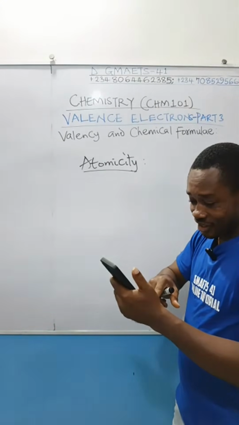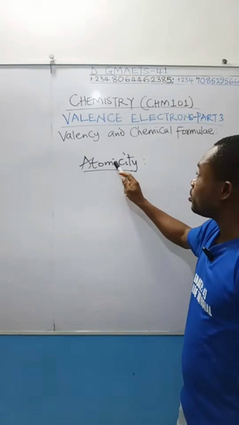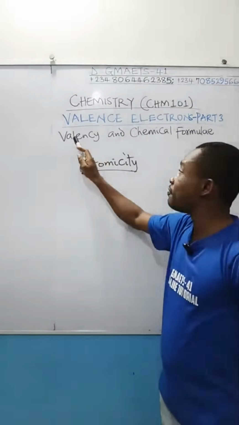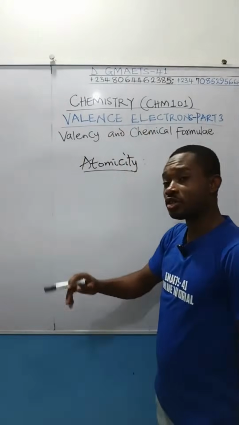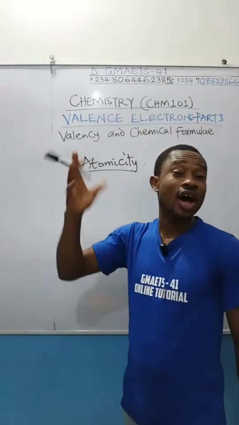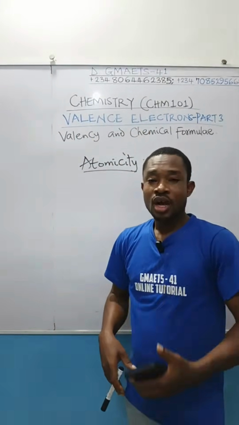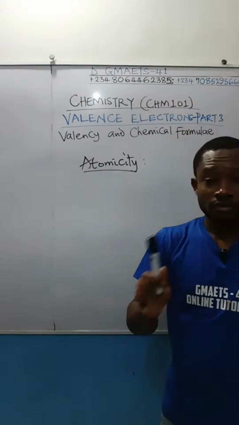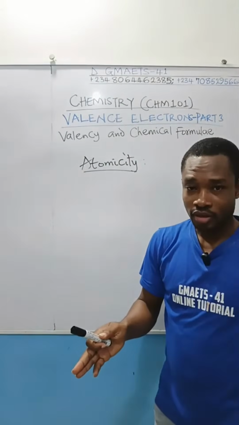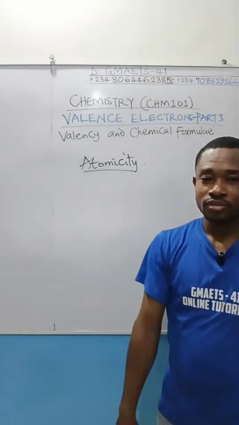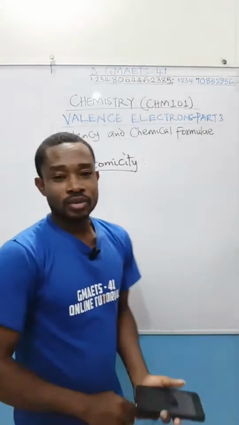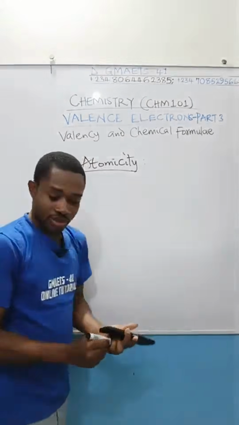Okay. So like I said, atomicity is connected to valency, and valency is connected to valence electrons. All those ideas, you are expected to have them before this class. I've told you where you get atomicity from. Take note. Now, let us get to our business.